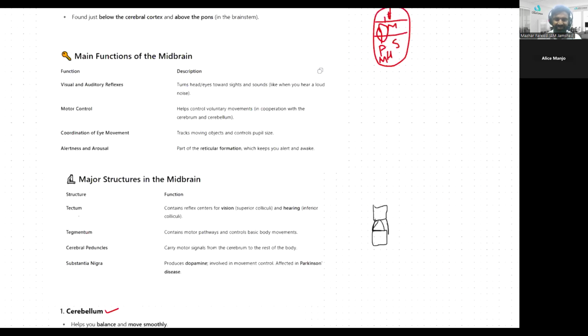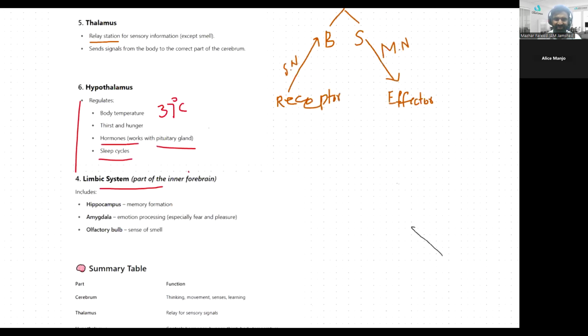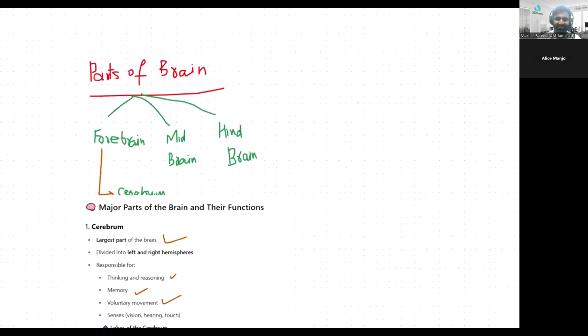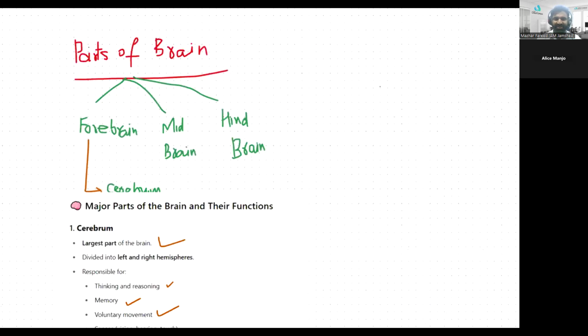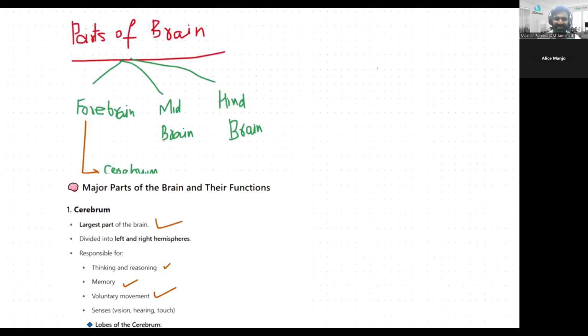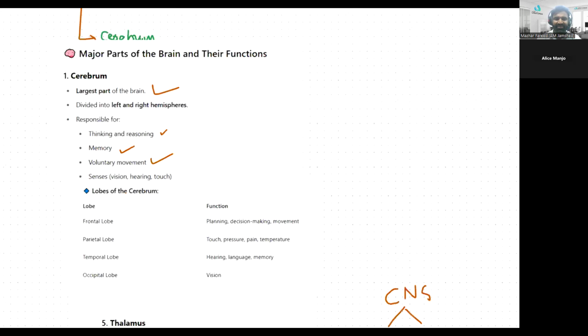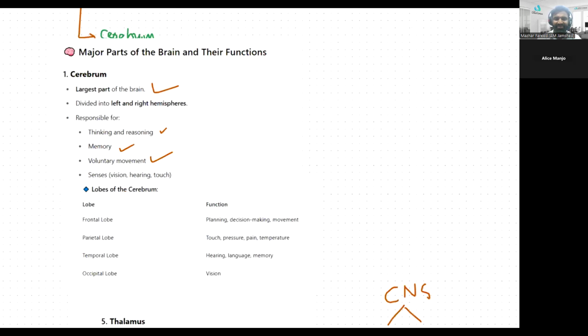You have to see from here. These are the major portions of the brain. Once more, we have to revise this. The parts of the brain are the forebrain, midbrain, and hindbrain. The major portion is the cerebrum, which is a part of the forebrain. We can say it is the largest part of the brain. It is divided into left and right hemispheres.